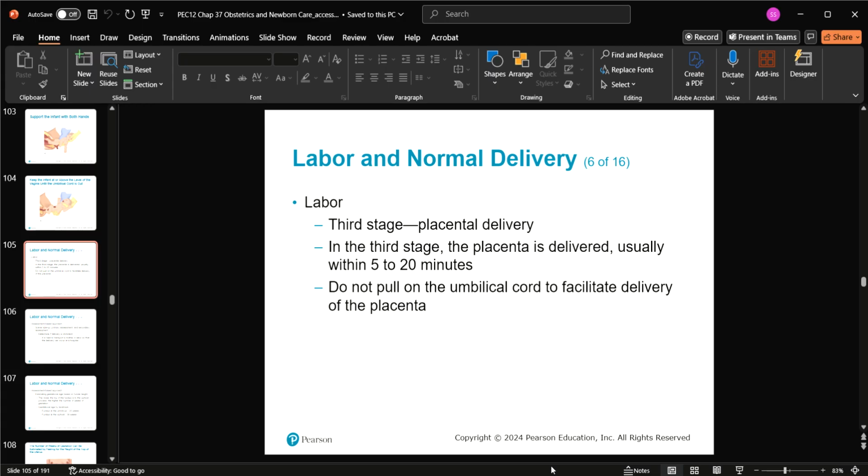All right, the third stage, when the placenta is delivered. Typically this is 5 to 20 minutes after delivery of the child. Never pull on the umbilical cord, just allow it to happen naturally. They're going to go through the exact same functions that they were doing before. They're going to bear down to deliver the placenta.